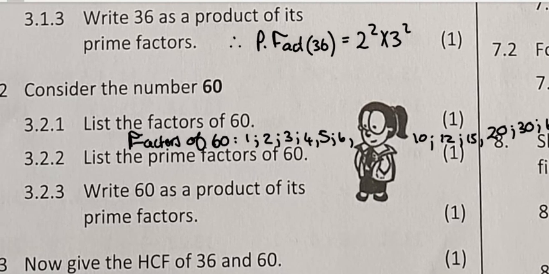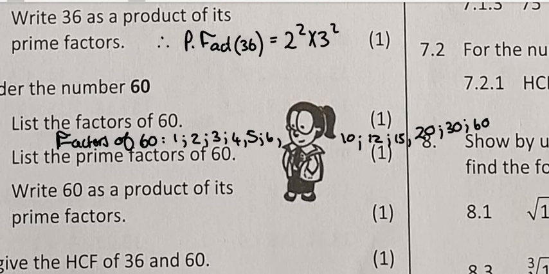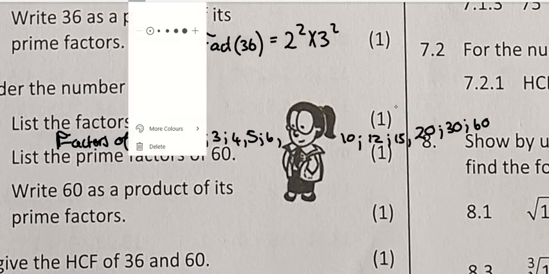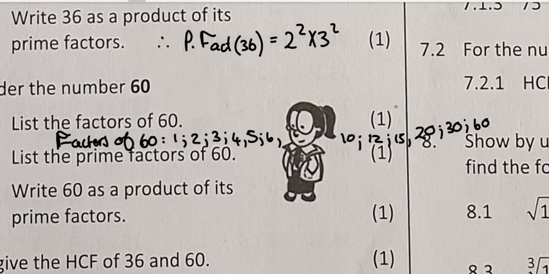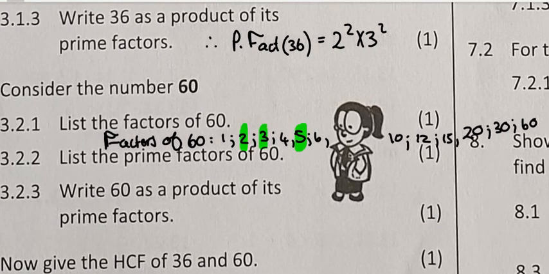List the prime factors. Now you can do the following: you can go highlight for your own. This is always nice, you make use of colors. That's 2, 3, 5. Anything else? Only that. Alright, so that's the 3 prime factors. So I would write prime, P stands for prime factors of 60, and I would write it's 2, 3, and 5.